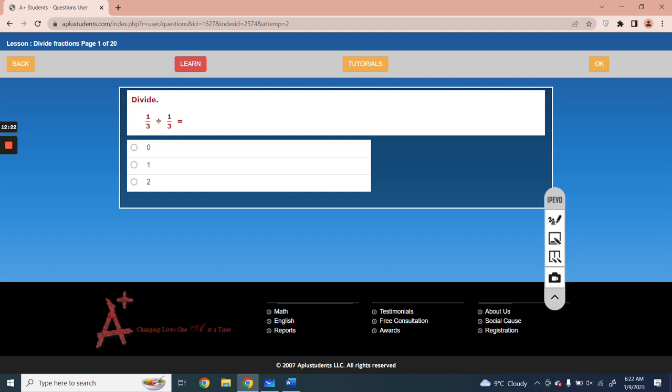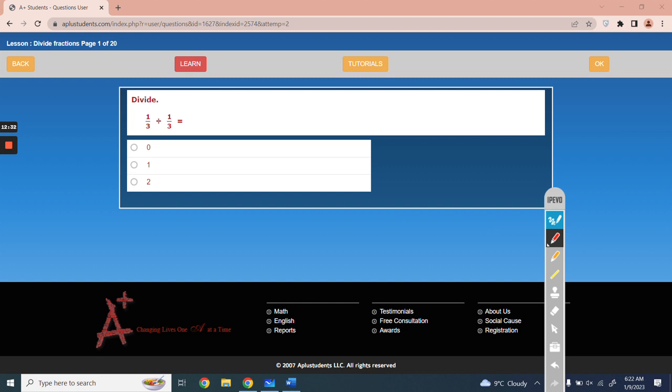Okay, the first one is 1 over 3 divided by 1 over 3. So we are working on dividing fractions. What we have to do is simply replace the division sign with multiplication and take the reciprocal of the term that is after the division sign. Reciprocal means you interchange the numerator and denominator. So the reciprocal of 1 over 3 is 3 over 1. Got it?